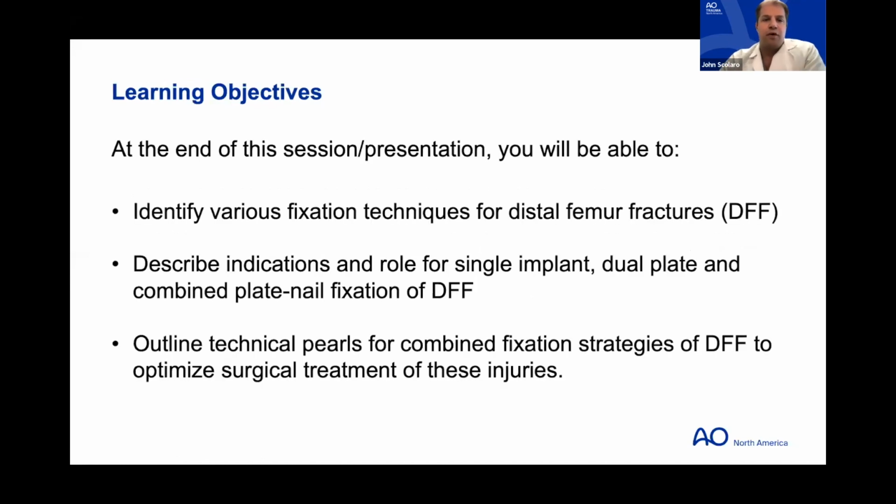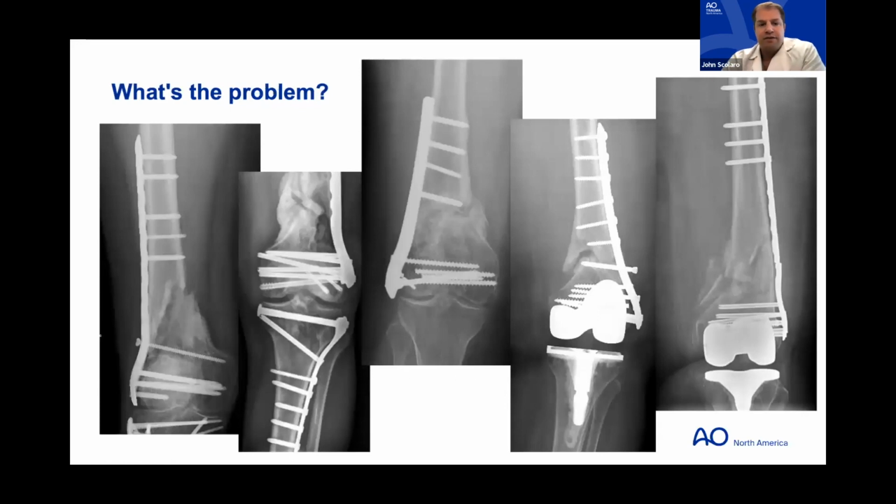So the learning objectives for this webinar: I want you to identify the various fixation techniques for distal femur fractures. Think about some of the indications and roles that either a single implant or some sort of dual construct will have for the fixation of distal femur fractures. And then throughout case presentations, as well as the short talks that we're going to have, identify some of the technical pearls that are being shown by the speakers for fixation strategy to really optimize what's happening in the operating room. So let's just get started here.